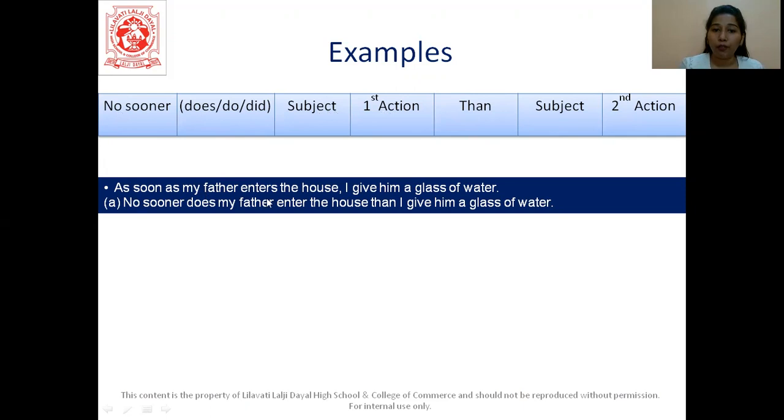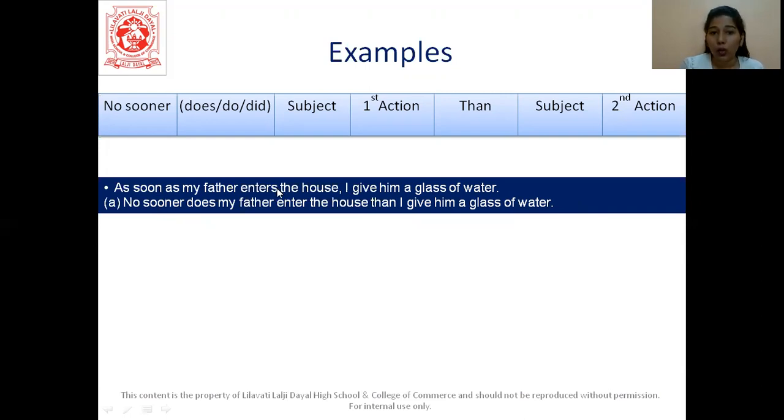As soon as my father enters the house, I give him a glass of water. So according to our rules, we have to replace as soon as with no sooner. No sooner does my father enter the house, then I give him a glass of water. As you can see here, students, the second action remains as it is. We're not changing anything in the second action. But in the first half, we have replaced as soon as with no sooner.